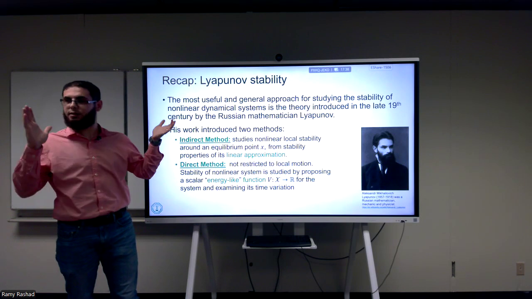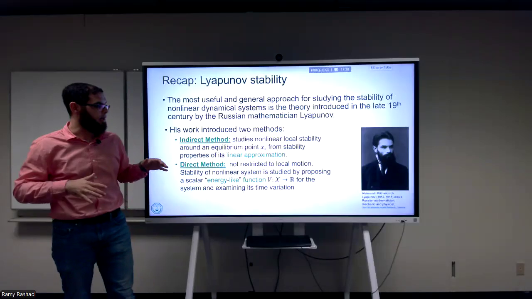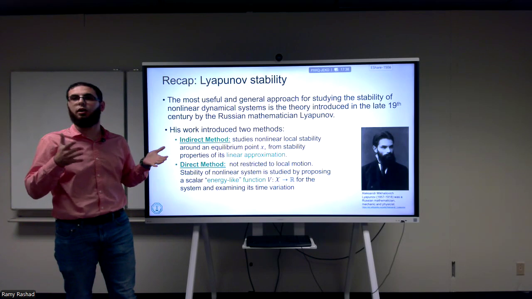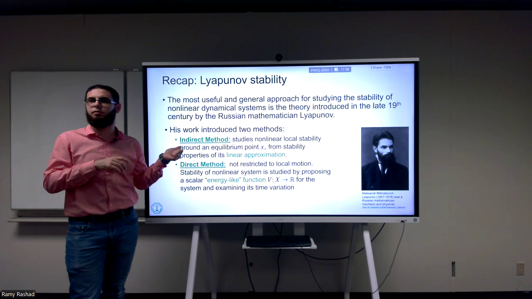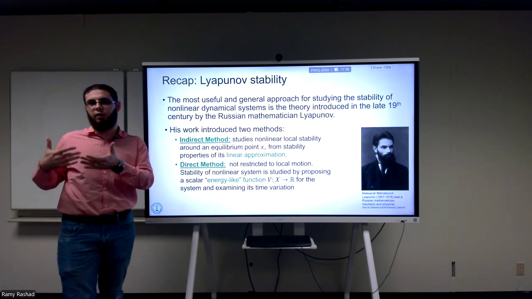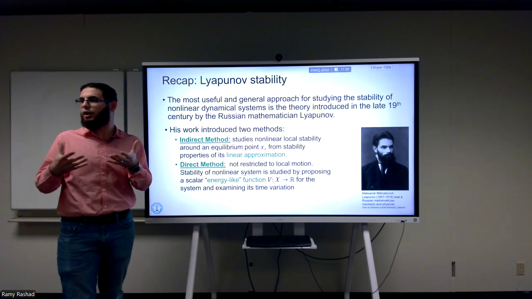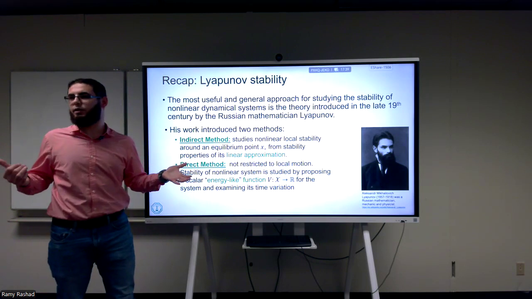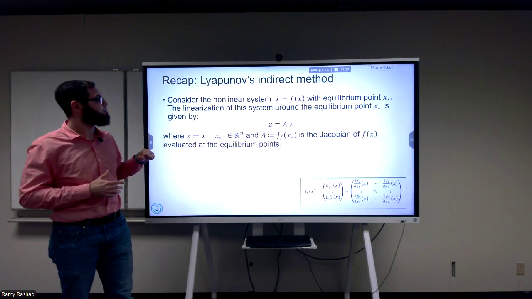Lyapunov has a lot of work. He's the most famous person in this area, the stability of dynamical systems. One of the most famous is his indirect method, which is usually not actually attributed to him because it's very simple. It relies on trying to linearize the system, while the second one is based on trying to find some energy-like function and analyze the properties of this function. Then we can infer properties of the equilibrium points. We're going to be talking about these two methods today.